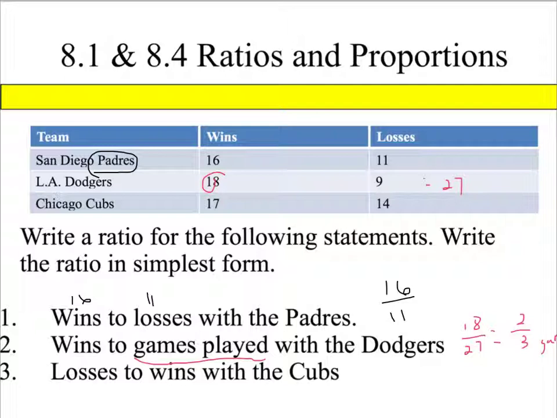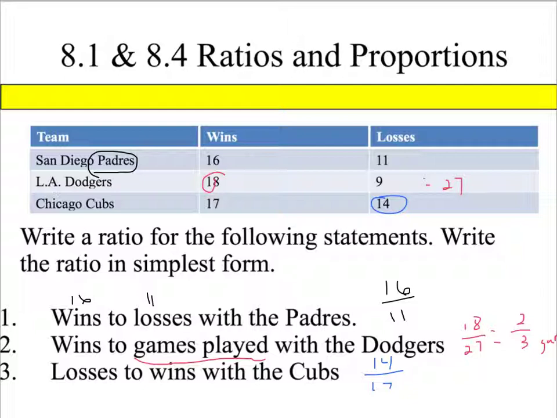Okay, last one, losses to wins with the Cubs. Losses to wins. How many did they lose? 14. How many did they win? 17. Is that in simplest form? You betcha. And we're done.